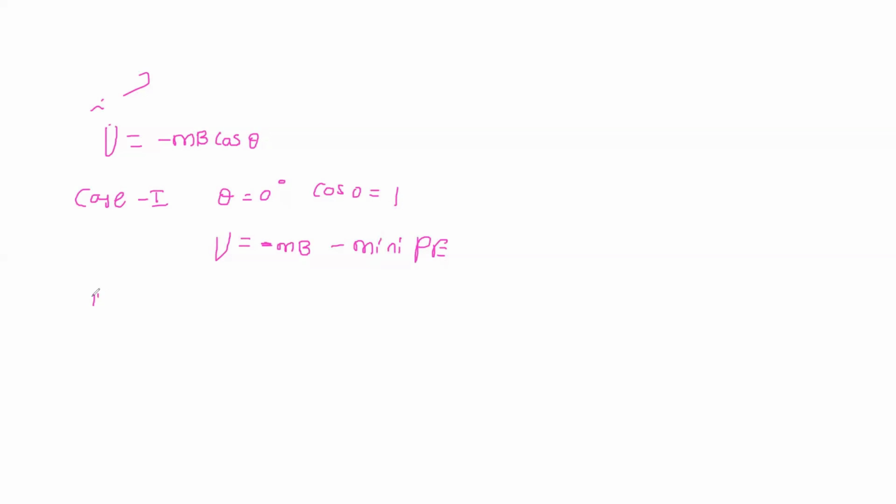So case 2, when theta is equal to 180 degree, in that case U is equal to plus mB. This is the maximum potential energy. Similarly, third case, if we take theta is equal to 90 degree, cos 90 is 0, so U is equal to 0, which means that it is zero potential energy. So maximum potential energy, minimum potential energy, zero potential energy. This can come in 1 mark questions, fill in the blanks or MCQs. So please take down this.